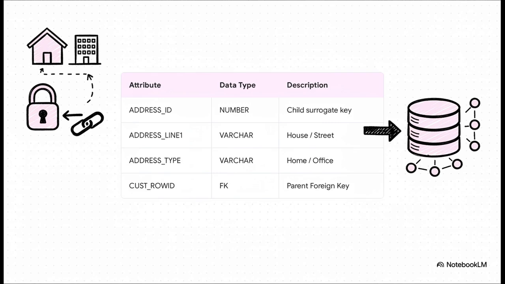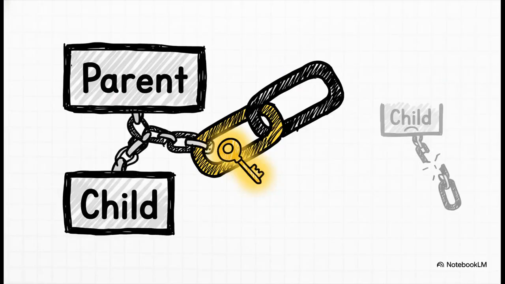Let's make this super concrete. Take a look at a C_ADDRESS object. You've got your standard fields, of course, address line, city, state. But I want you to notice 2 absolutely critical attributes here. First, an address_type, so you can tell a home address from an office one. And second, and this is the most important one, the foreign key that links this specific address back to its parent customer.